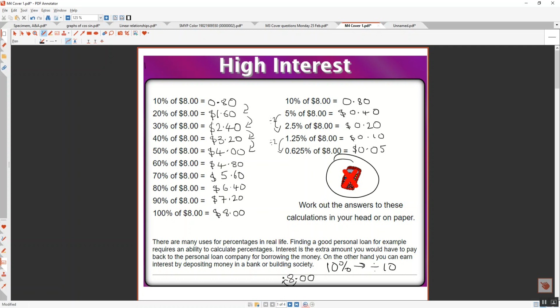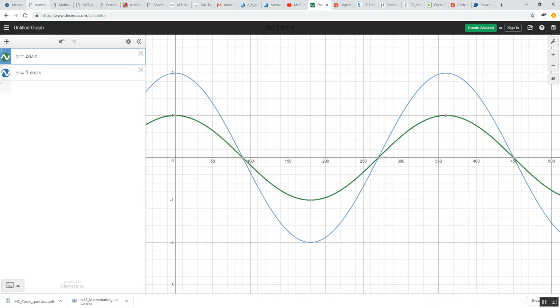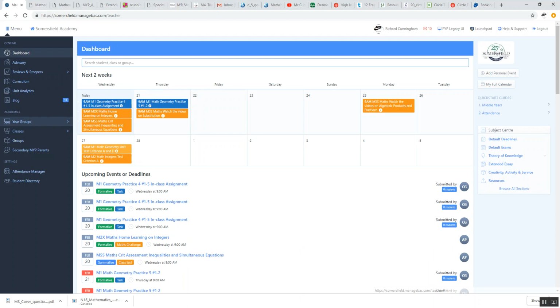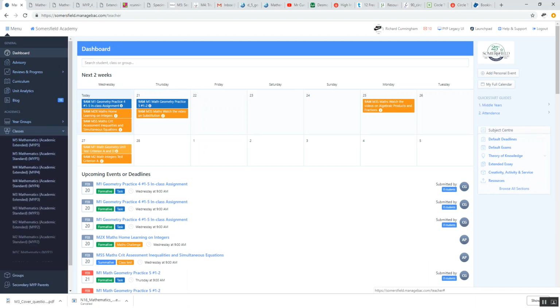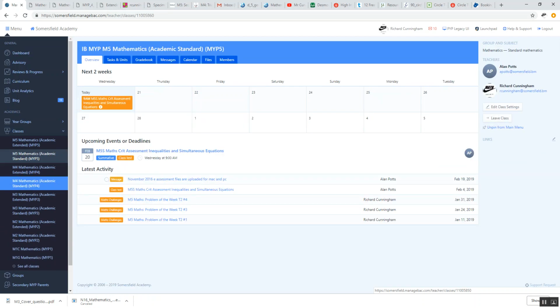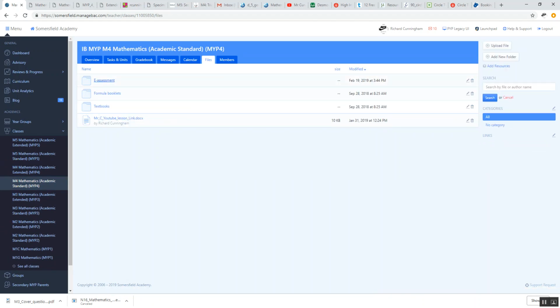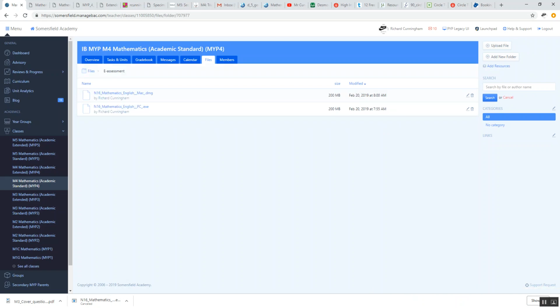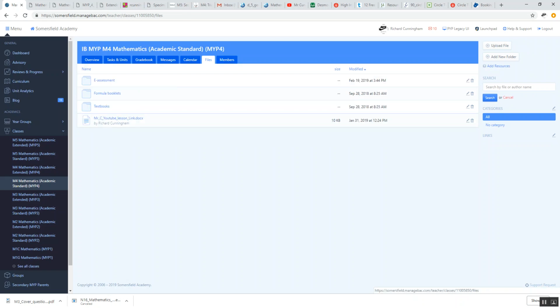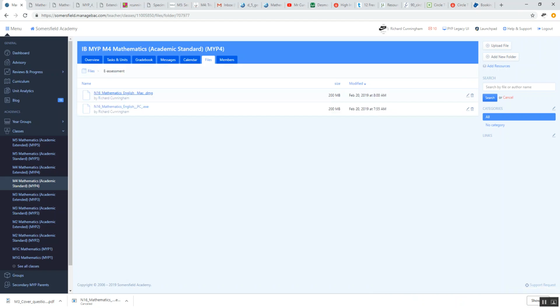So what I want us to do first is to have a look on Manage Back. Okay, if you go to Manage Back and under Classes, M4, and under Files, I have put the e-assessment in this folder. Okay, so under Files, you should be able to see e-assessment, November 16. This one's for the Mac, this one's for the PC.